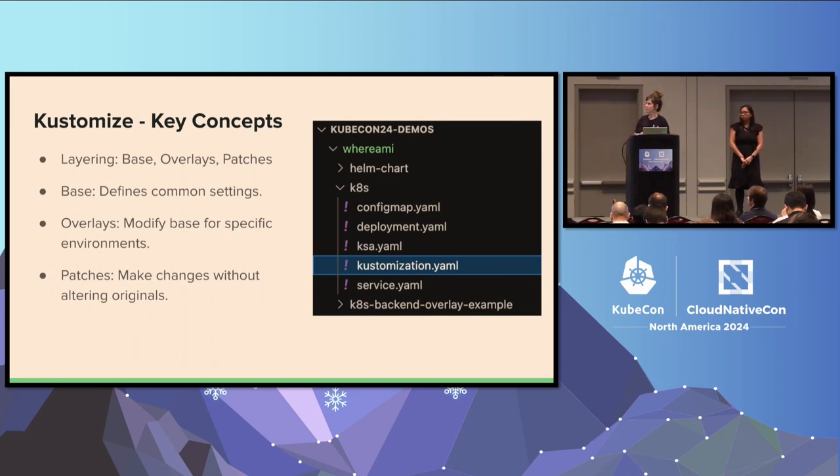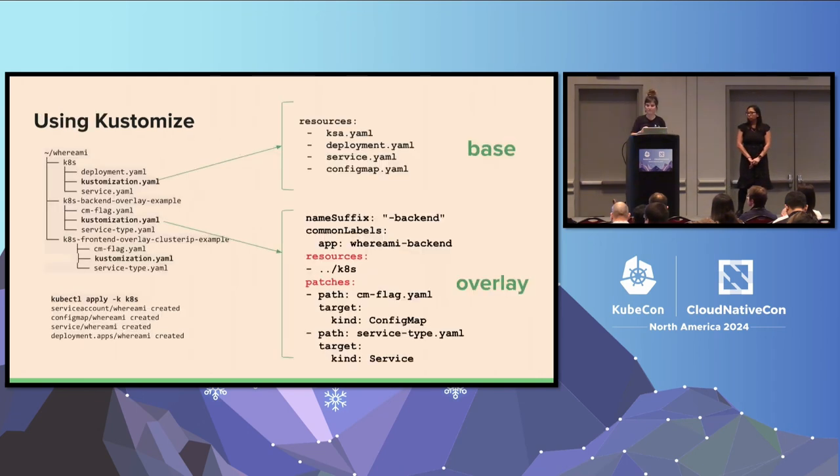So in the Where Am I demo app, you'll find anything starting with the kustomization.yaml file. So let's take a look. Here's a snippet of the file structure from our demo application. The first concept I mentioned, a base, you'll see in the K8s directory, kustomization file. The arrow is pointing to the resources declared in that file. So deployments, services, config maps, et cetera.